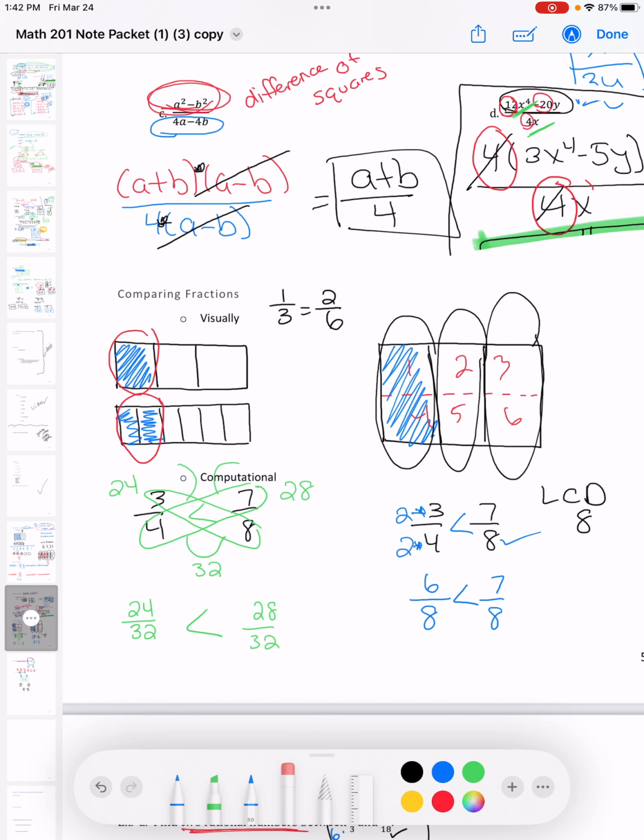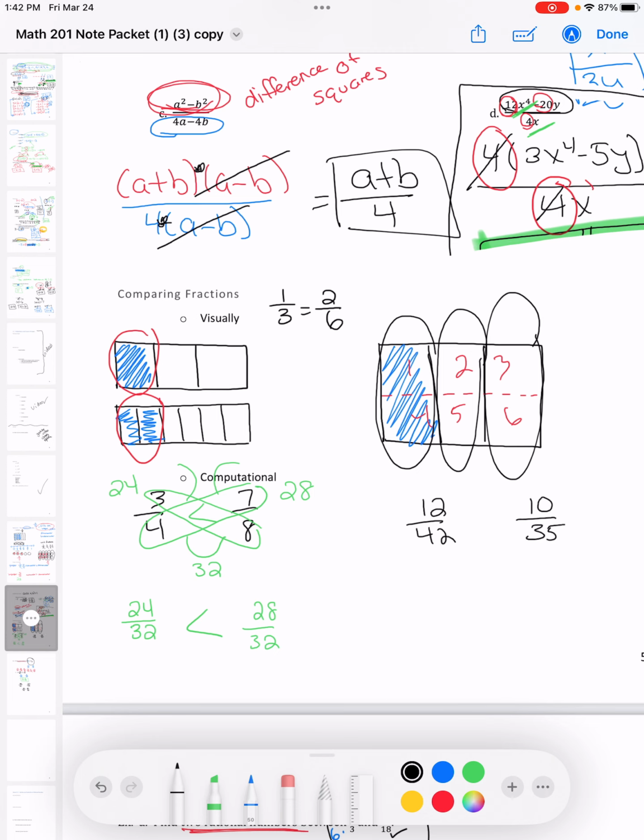So let me give some space here. I'll give us a new problem. Say I had the fractions 12 over 42 and 10 over 35. Both of these could be reduced down. So if your fractions can be reduced, you should try to reduce them down. That way you can see what's really going on here.